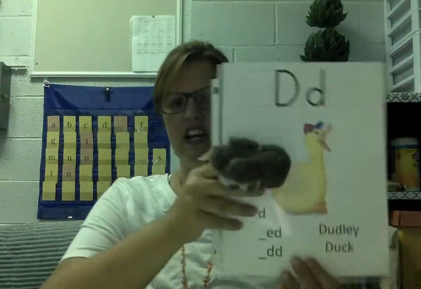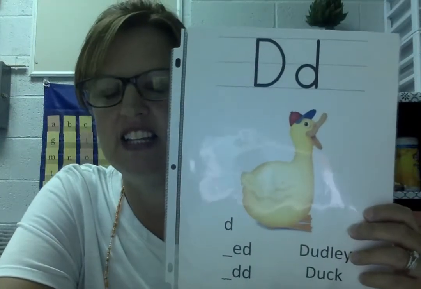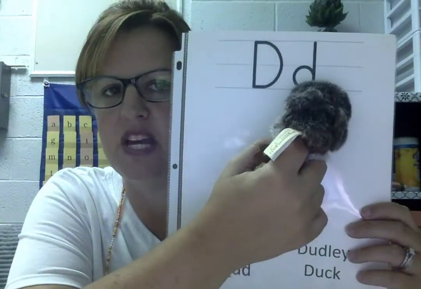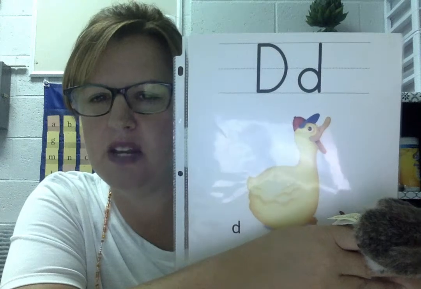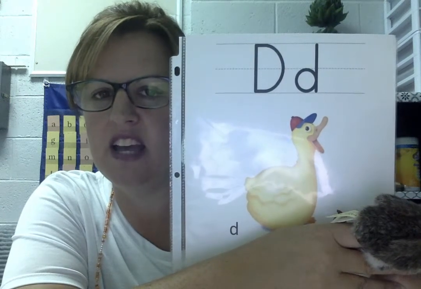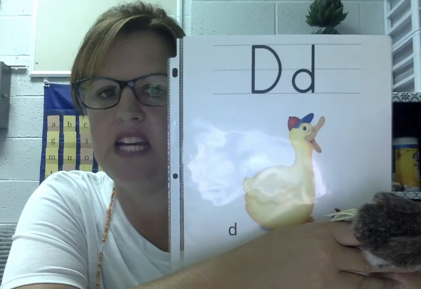We have two new friends today. We have Dudley Duck, who is a skyline letter with a rounded base. Very similar to Benny Bear. So we're going to talk about how we can know the difference between a B and a D.